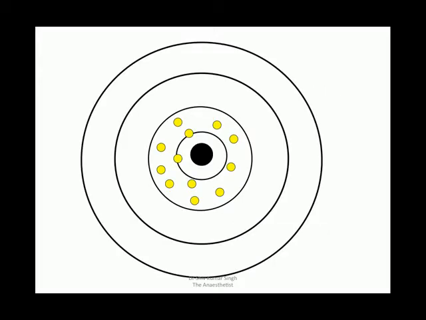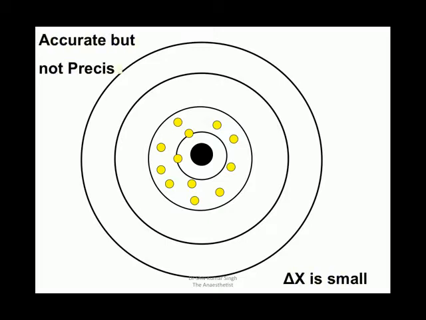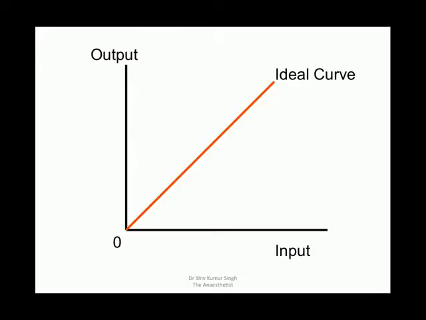But if you look at a target practice, this is how you will see the values. You will see that none of them hit the bullseye, but they are very close to the standard x0. So delta x is pretty small. So this is accurate but not precise, because every time you take a measurement you get a different value. It's very near to your standard value, but it is away. Okay, there is always a difference. So this is accurate but not precise.